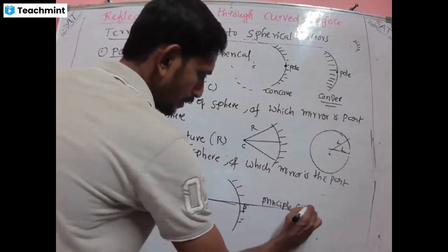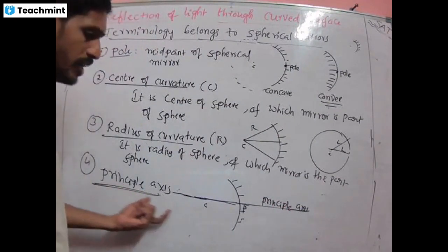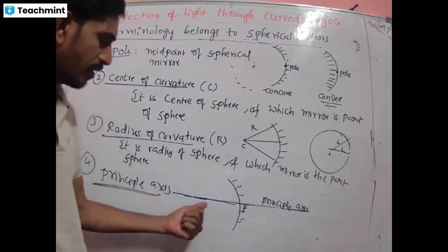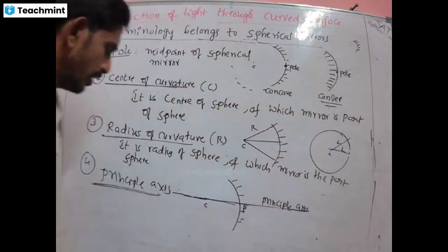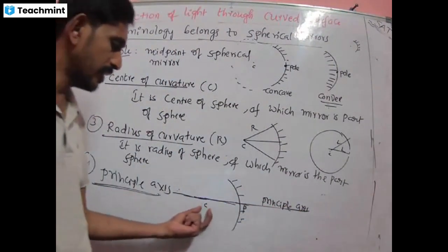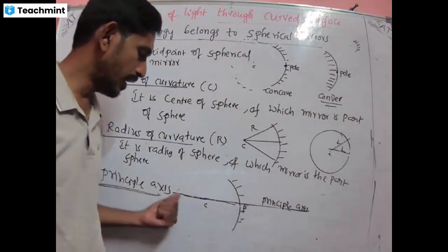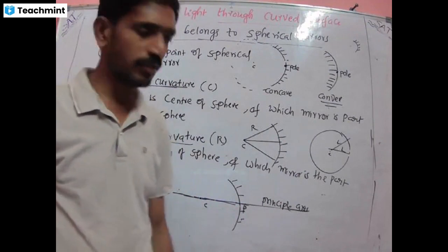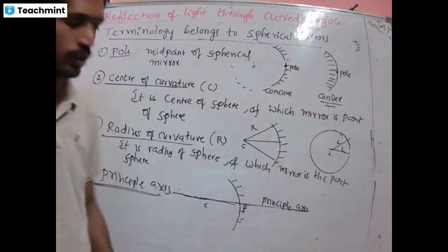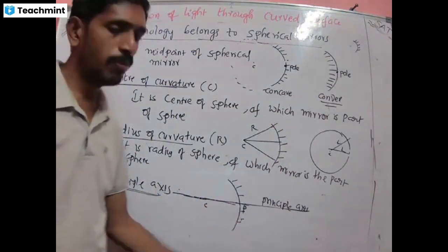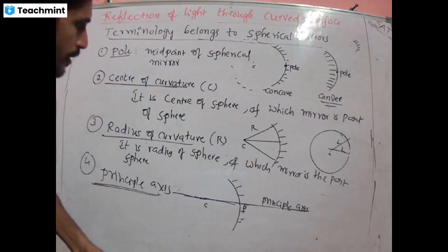Principal axis means the line joining the center of curvature and the pole. We need to note this down; it is very important. This is the same for concave and convex mirrors: the line joining the center of curvature and the pole of the mirror. These are the four terminologies. Then we go on to the next terminology.